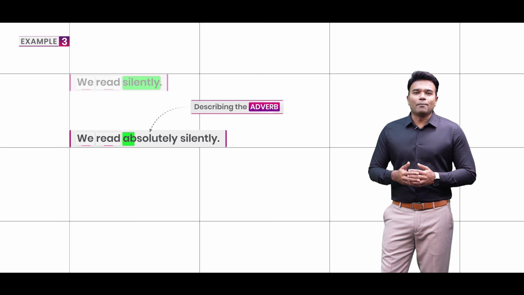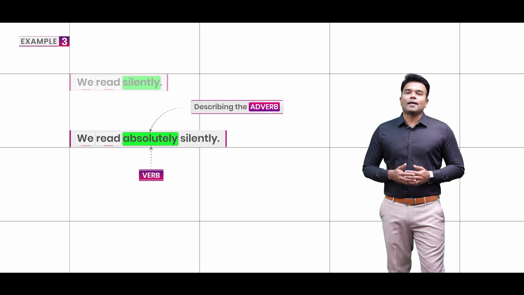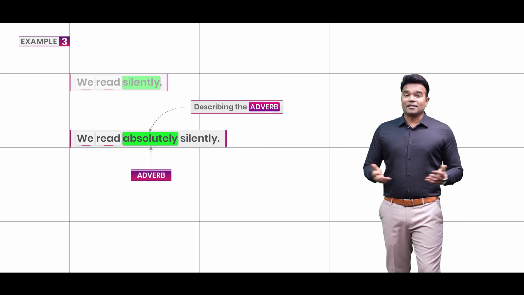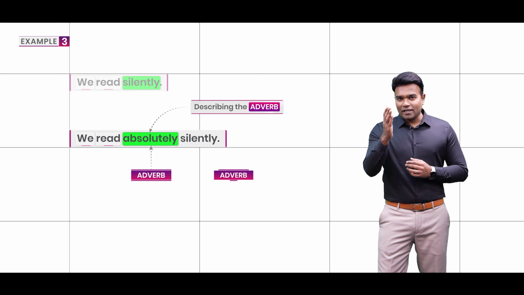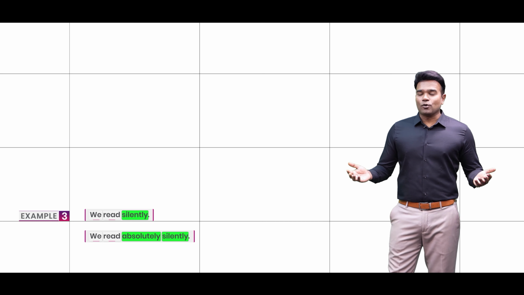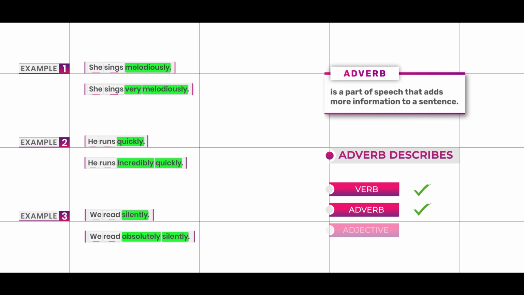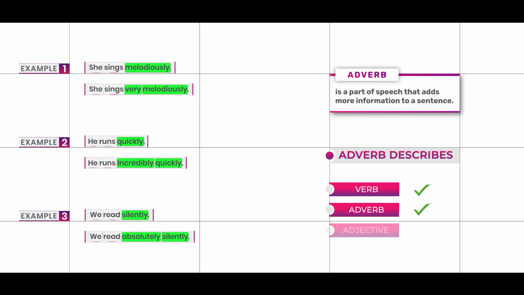Obviously, here absolutely is not an adverb that is defining a verb. Rather, here absolutely is an adverb that is giving us more information about another adverb which is silently. In other words, I am sure through all of these examples, you have been able to understand that adverbs are such parts of speech in English that give us additional information about not just the verb. Sometimes in a sentence, they may also give us additional information about the adverb itself.